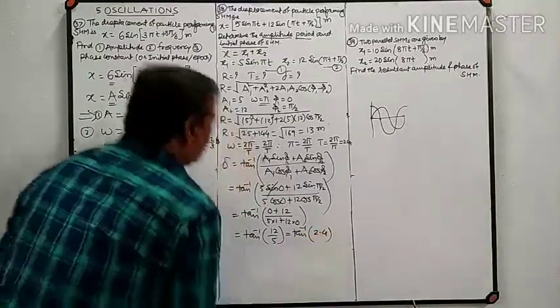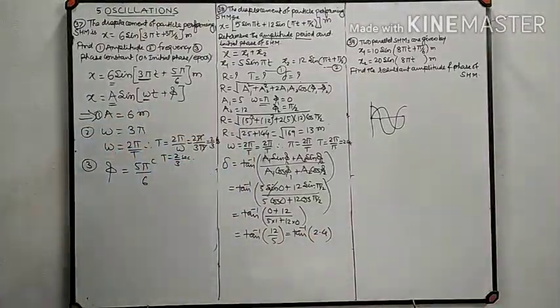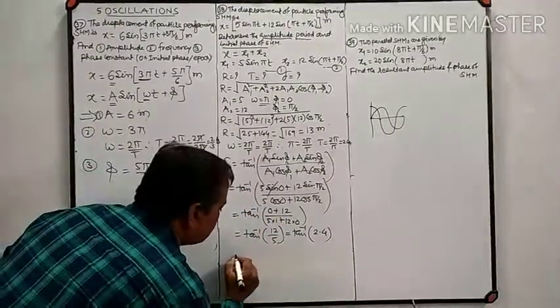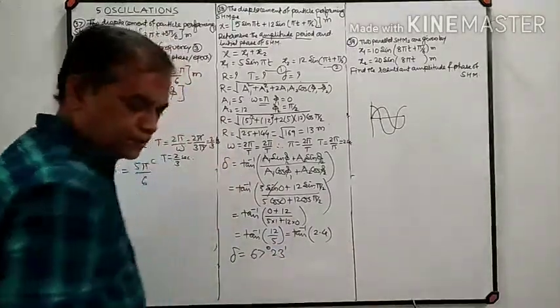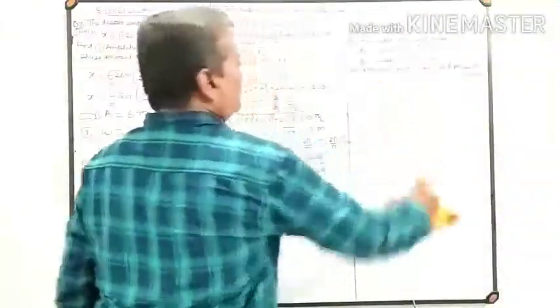So if you just calculate tan inverse of 2.4, it comes to be 67 degrees and 23 minutes.